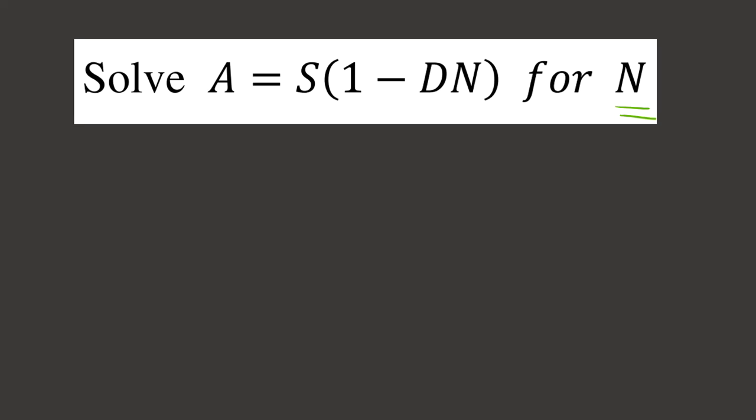Okay, so let's go ahead and solve it both ways. Option one is to go ahead and distribute this s, and we get a equals s minus dns. And then we can build our onion. So we're starting with n. N is being multiplied by d and s at the same time, so we can make one onion layer out of that.